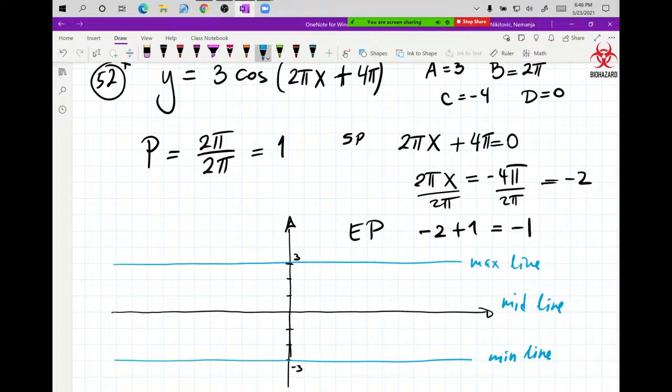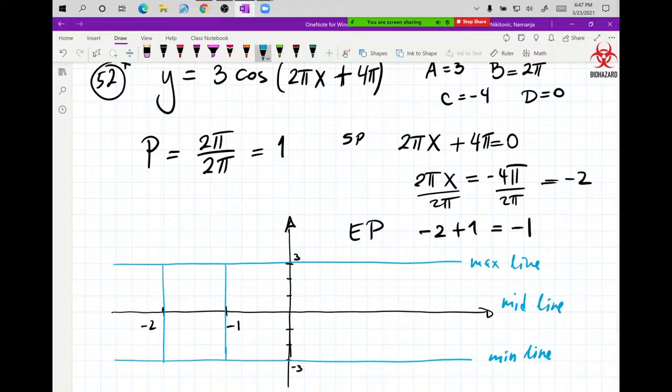So where is my start point? Start point is at negative 2. Okay. Let's go with 4 units. Negative 2. And then the end point is at negative 1. Okay. This is where the whole graph goes.